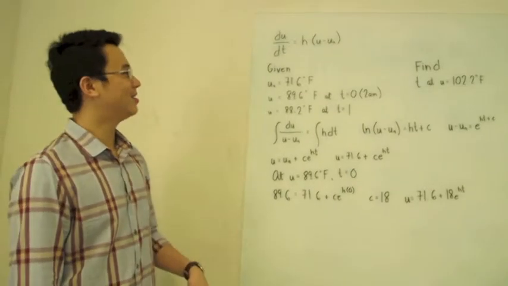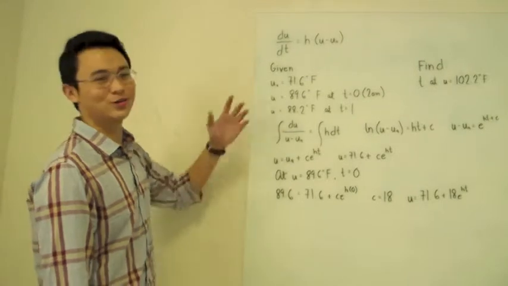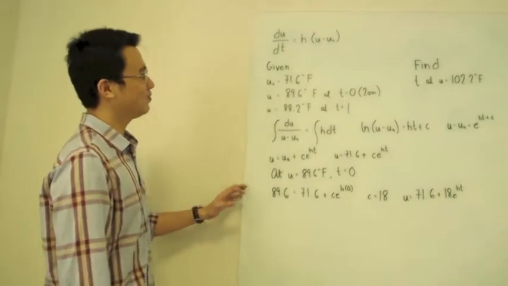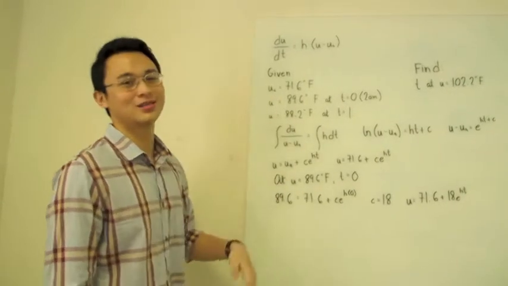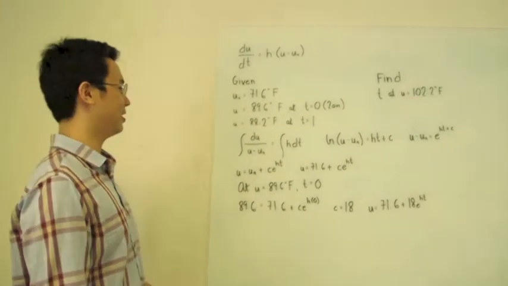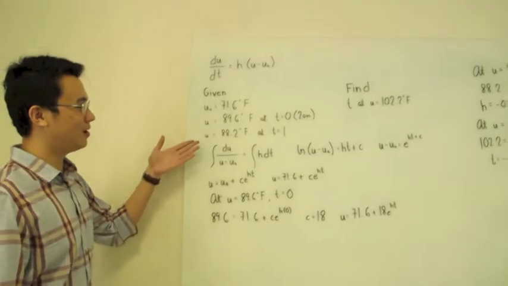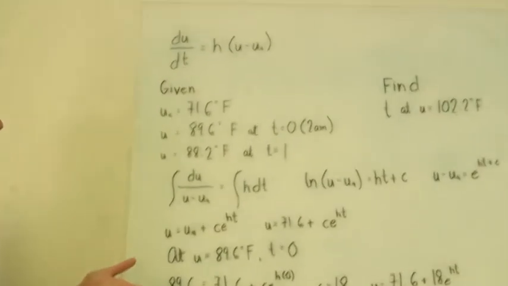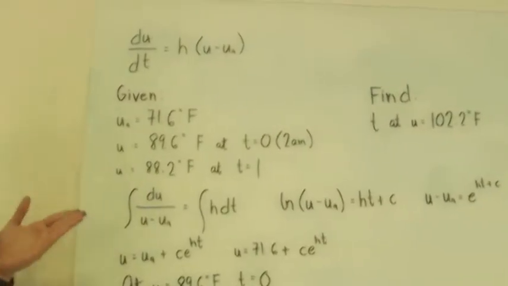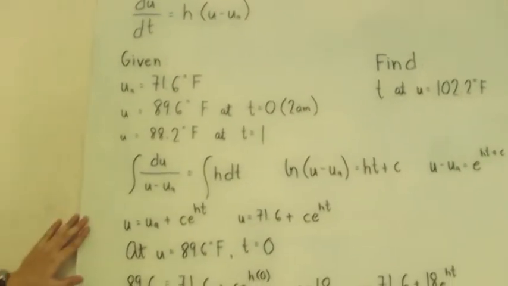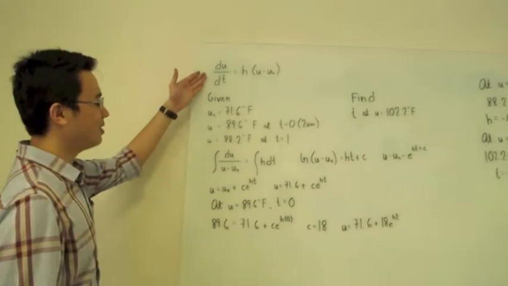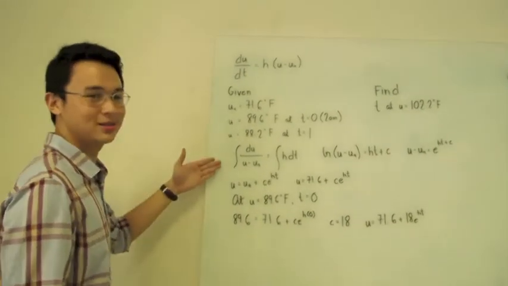So the mystery here can be solved using Newton's law of cooling. The formula for Newton's law of cooling is du/dt = h(u − u_a). I just wrote down here the facts that you sent me, and then we tried to solve this using Newton's law of cooling. Using variable separable, manipulating our original formula, we get this.